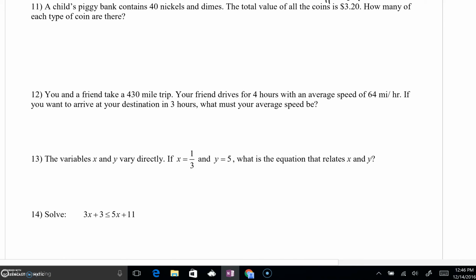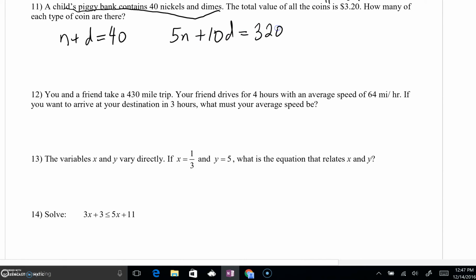Picking back up with number 11, a coin problem. You always have one equation that will involve quantity, the number of items. That's the first sentence. There are 40 nickels and dimes. Add the nickels and dimes together, you'll get 40. The value of these coins, well, every nickel is worth 5 cents. Every dime is worth 10 cents. Together, add up all that money, you'll get 320 cents.